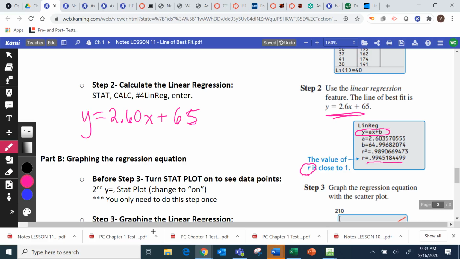So this 0.99, that's telling us it's really close to 1. That's telling us that this line is really close to being a positive correlation, positive slope.